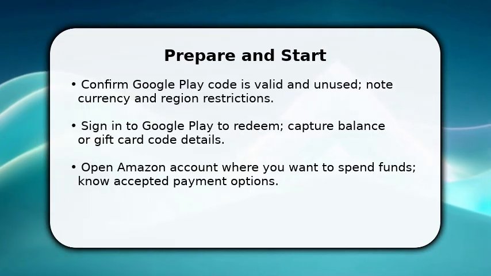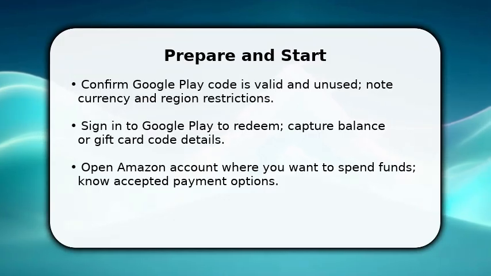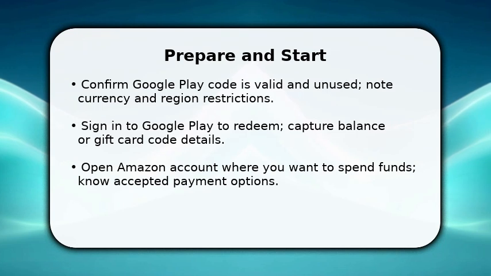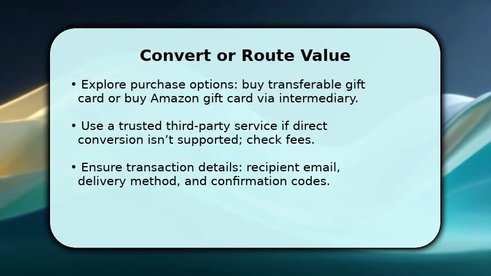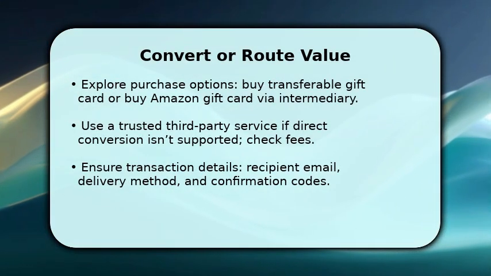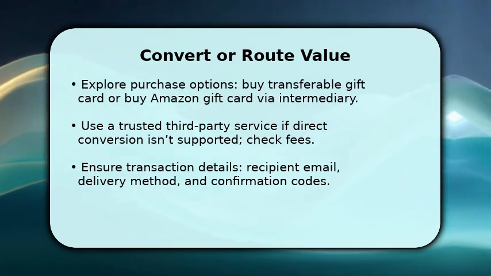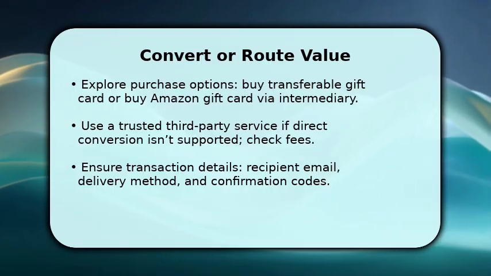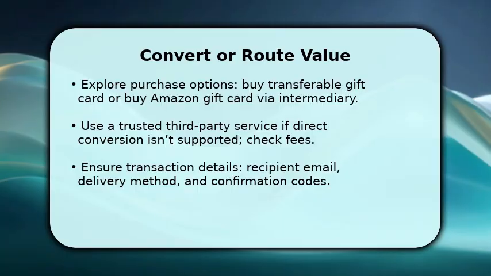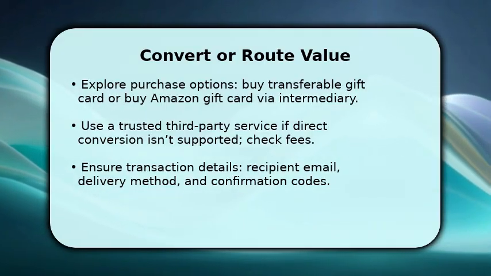Then switch to Amazon and sign into the target account where you'll apply funds indirectly. This sets the foundation for transferring value across ecosystems. You can't directly apply Google Play balance to Amazon, so convert by buying a transferable item or using a third-party exchange. For example, purchase a Google-approved gift card, app credit to sell, or use a reputable service that accepts Google Play and issues Amazon gift cards. Factor in fees and verification.